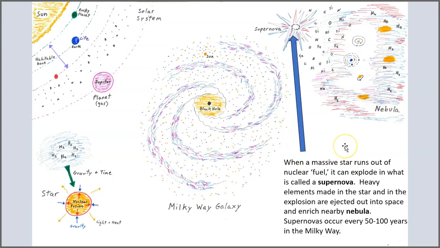When a massive star runs out of nuclear fuel, it can explode in what is called a supernova. Heavy elements made in the star and in the explosion are ejected out into space and enrich nearby nebulae with these heavy elements. So here we see the supernova blasting out all these different elements, and it will be mixing with the hydrogen and helium gas in this location, and this would be a heavy element enriched nebula. And scientists estimate supernovas occur every 50 to 100 years in the Milky Way.